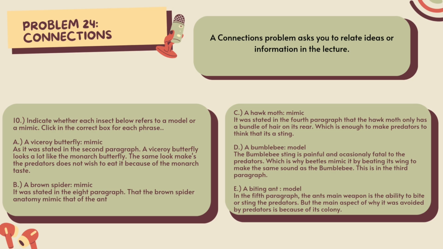D. A bumblebee. A model. The bumblebee's sting is painful and occasionally fatal to predators, which is why beetles mimic it by beating their wings to make the same sound as the bumblebee. This is in the 3rd paragraph. E. A biting ant. A model. In the 5th paragraph, the ant's main weapon is the ability to bite or sting predators. But the main reason it is avoided by predators is because of its colony.